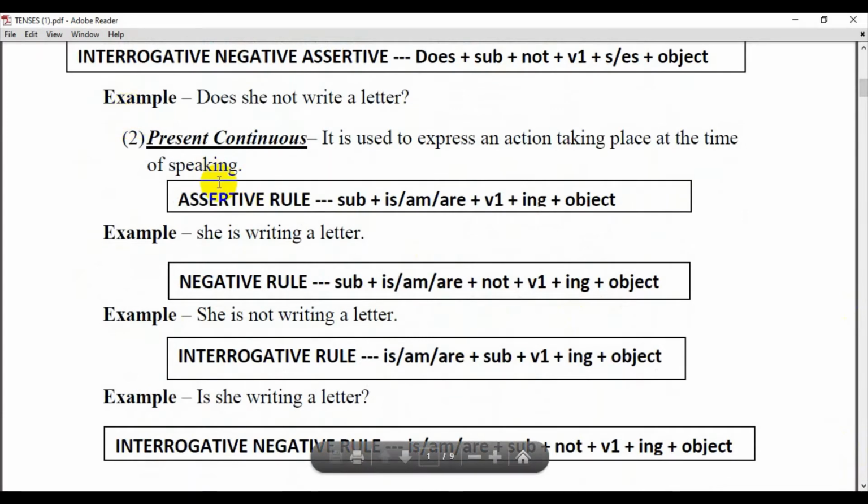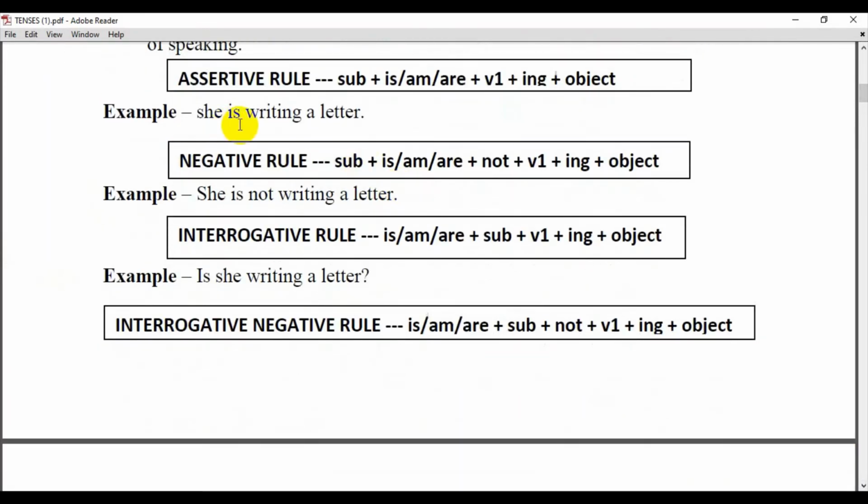We have also the present continuous, which is used to express an action taking place at the time of speaking. So the present continuous tense, we use it mainly, not only, mainly to talk about things that are happening at the moment of speaking. For example, I'm writing now. It means at the moment of speaking, I'm writing. Or I'm talking to you. At the time of speaking, I'm talking to you. And so on.